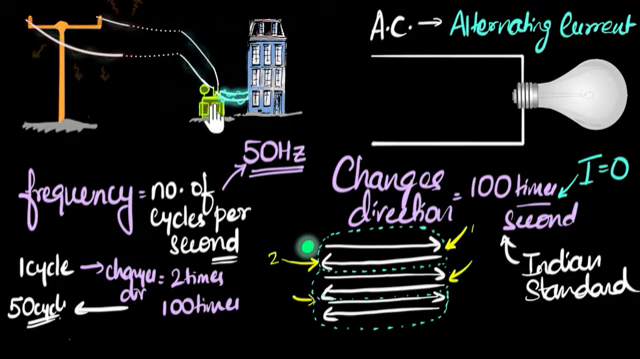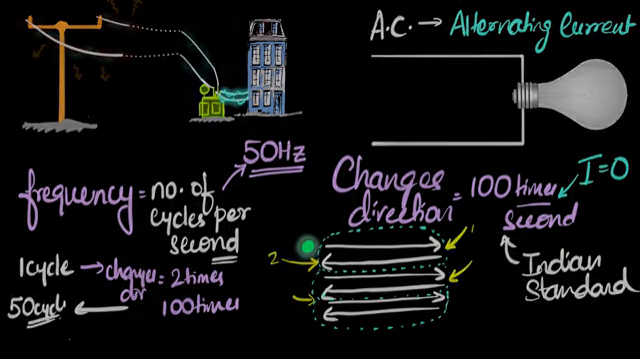Now, the main thing over here is that transformers only work on alternating current. So you can only use this trick with alternating current and not the direct current. And that's the main reason why we supply alternating current, because we can do it at a very low current, and that gives us very low power loss. All right, that's pretty much it.